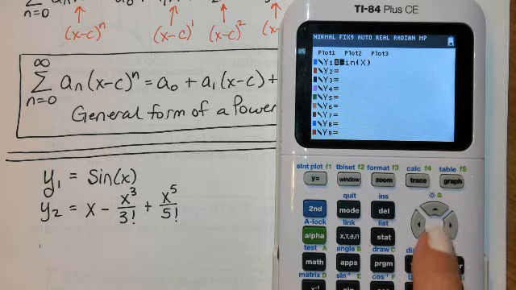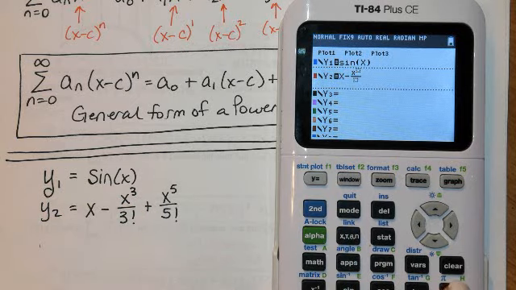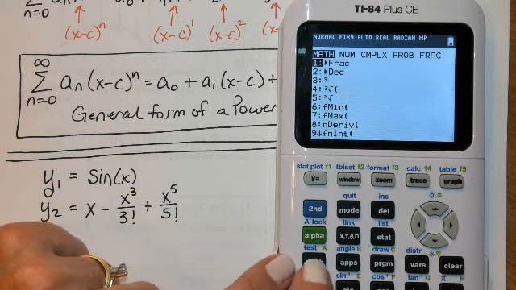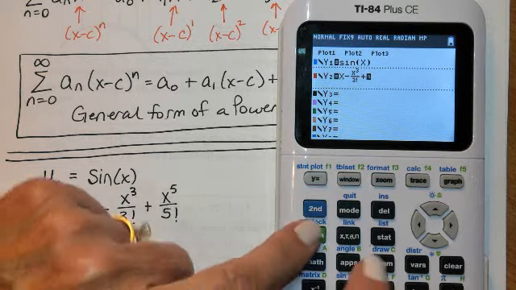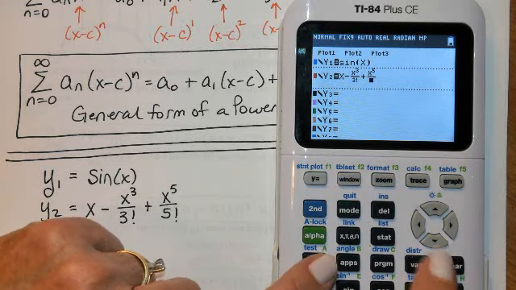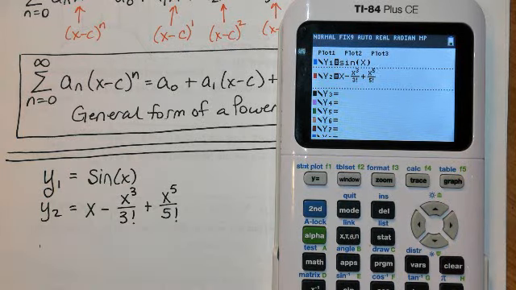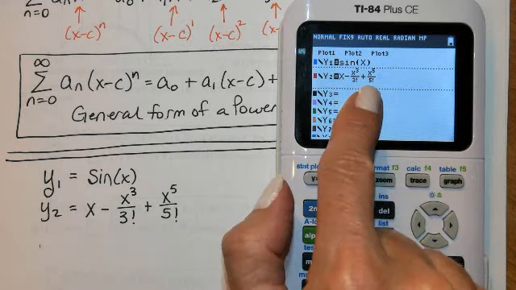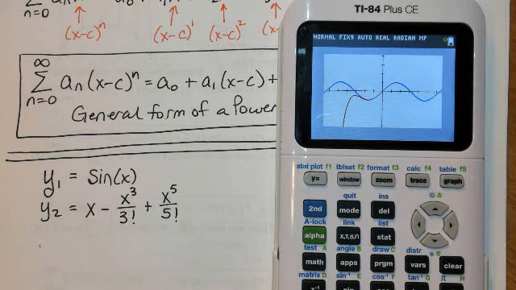So I'm going to put in x minus x cubed over 3 factorial. Remember, factorial is under math, probability, number 4, plus x to the 5th divided by 5 factorial. Okay, so let's take a look at that graph. It's a positive fifth degree polynomial, so we have an idea of what a fifth degree polynomial will look like. But look at what it appears to be doing. It appears to be laying right on top of that sine x graph, doesn't it?